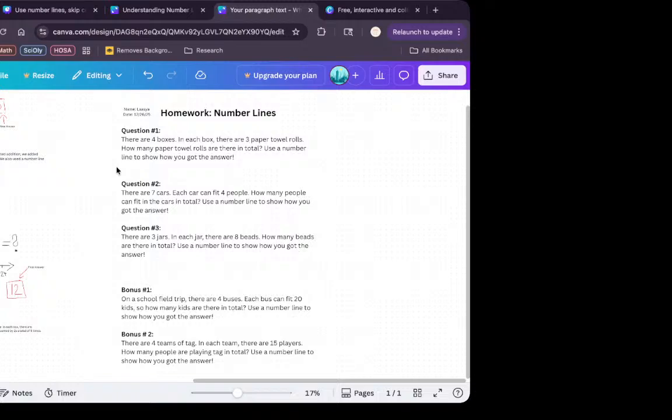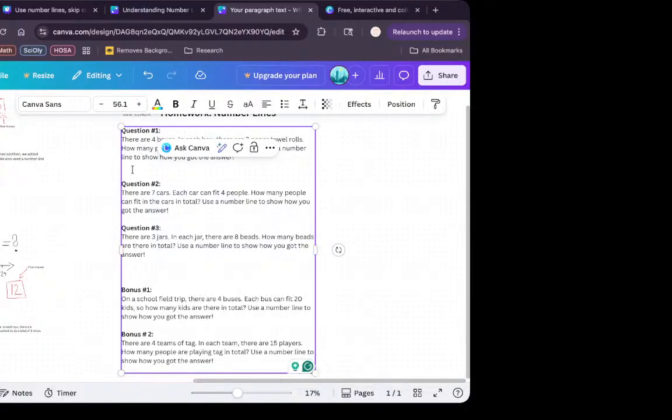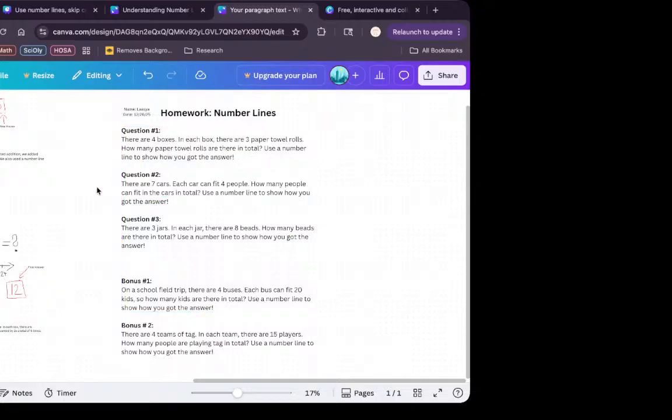So question number 1. There are 4 boxes. In each box, there are 3 paper towels. How many paper towel rolls are there in total? Use a number line to show how you got the answer. Okay, you have to prove your answer using a number line. Here's the second question. There are 7 cars. Each car can fit 4 people. How many people can fit in the cars in total? Use a number line to show how you got the answer as well.